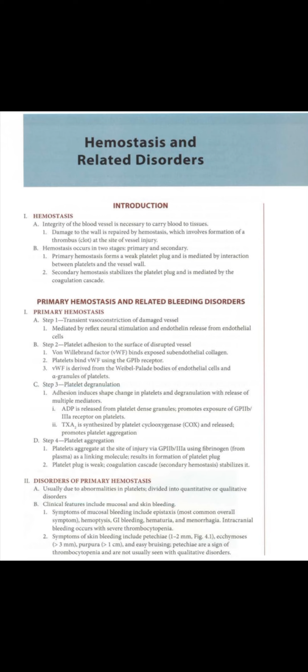Disorders of primary hemostasis. Usually due to abnormalities in platelets, divided into quantitative or qualitative disorders. Clinical features include mucosal and skin bleeding. Symptoms of mucosal bleeding include epistaxis, most common overall symptom, hemoptysis, GI bleeding, hematuria, and menorrhagia. Intracranial bleeding occurs with severe thrombocytopenia.